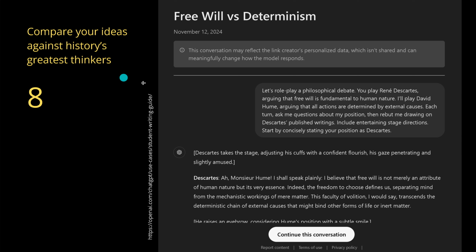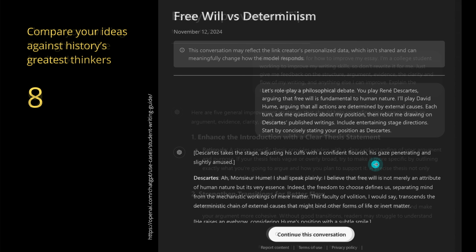Number 8, OpenAI tells us, compare your ideas against history's greatest thinkers. My goodness. So they go here with René Descartes, but maybe you take Albert Einstein or whoever received the latest Nobel Prize for economics. Suppose the work and the books are within ChatGPT, so you can have, if you want, a simulated talk, a role play, a debate with the most important person in your specific field.